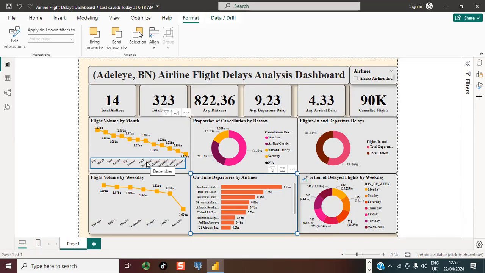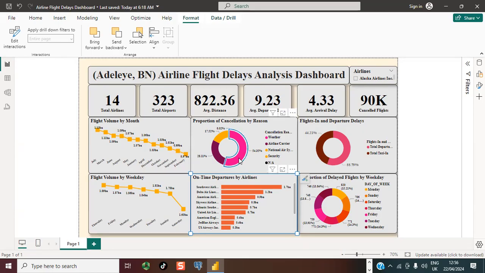Looking at the highest volume by month, we can see that July recorded the highest volume with about 1.13 billion, while the lowest flight volume occurred in February with about 0.97 billion. Thursdays record the highest volume with about 1.89 billion.